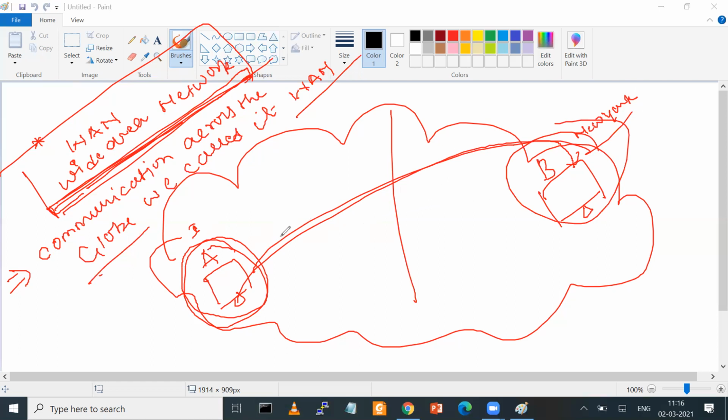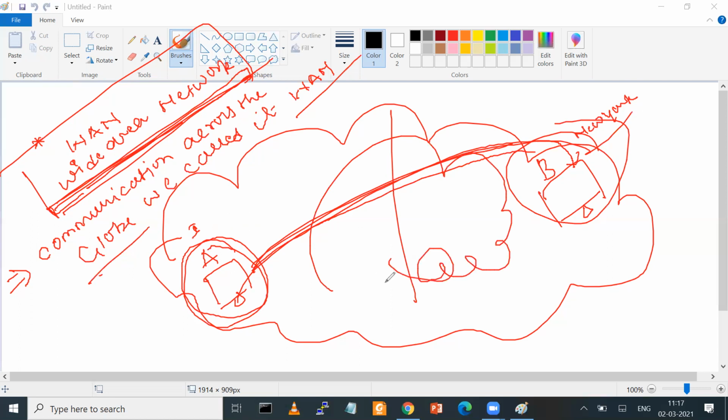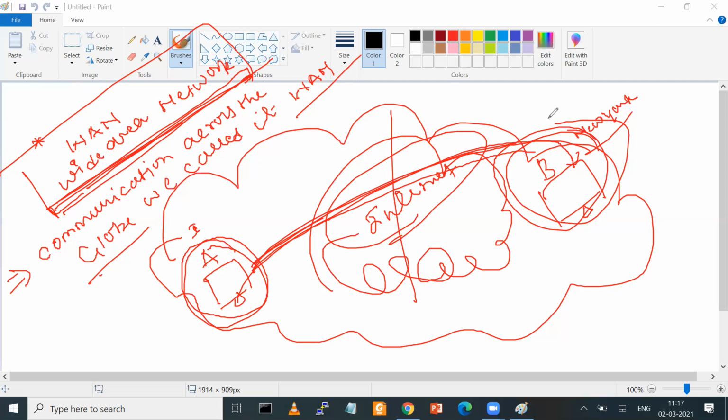So guys, we cannot connect via cable. I cannot use my dedicated cable to connect this. The best example of WAN is the internet. The internet is already spanned over a country, or you can say across the globe. So via the internet line, we can connect these two machines. Such a network we called wide area network, and it covers a good range.